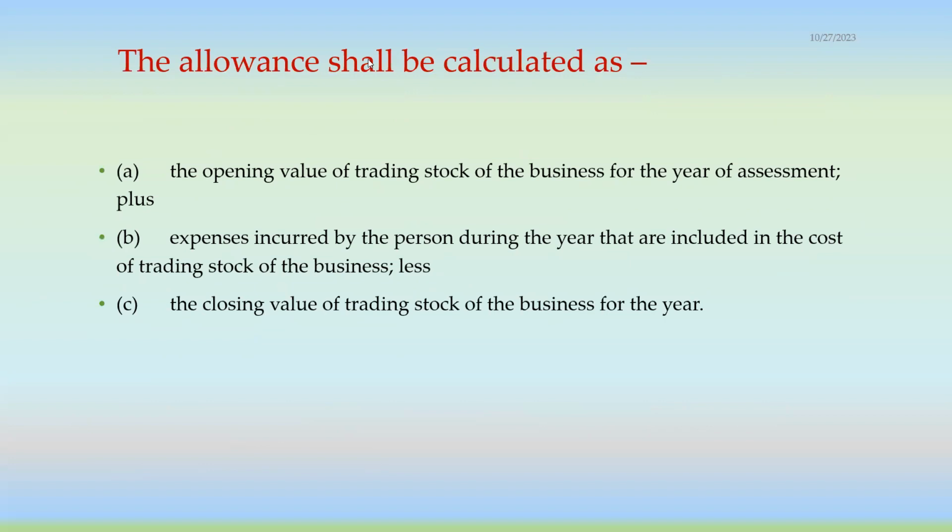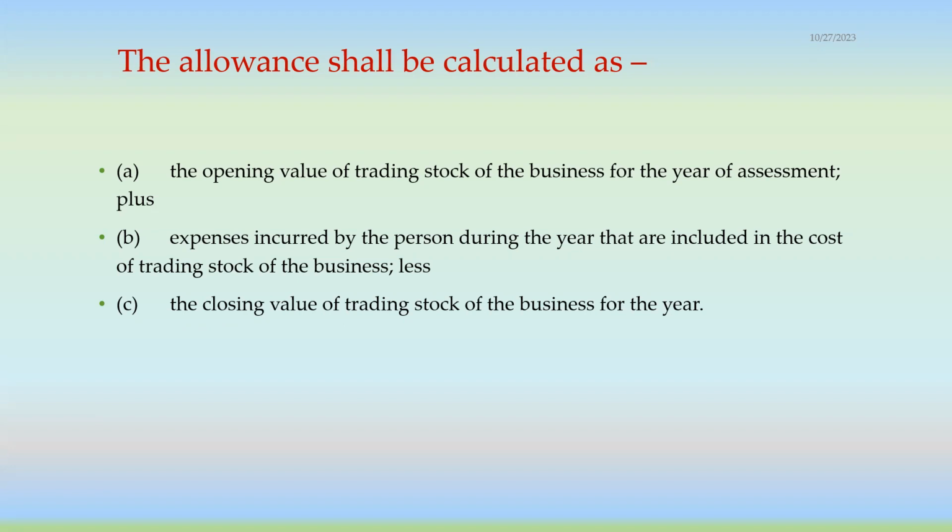Here, the way of calculating this allowance says the allowance shall be calculated as the opening value of trading stock of the business for the year of assessment, plus expenses incurred by the person during the year that are included in the cost of trading stock of the business. That means B means purchases, then less the closing value of trading stock of the business for the year.